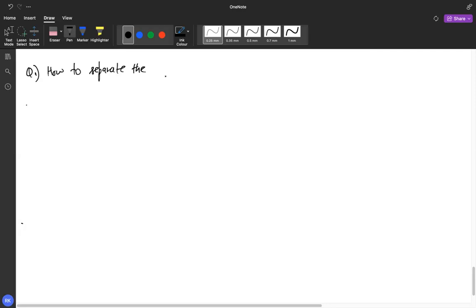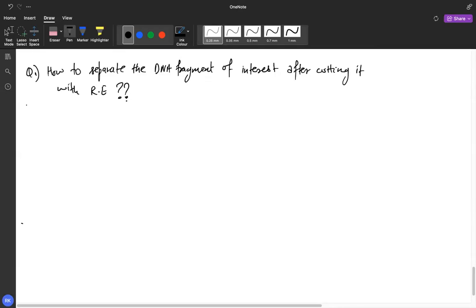How to separate the DNA fragment of interest after cutting it with restriction endonucleases. Any idea? It's a basic problem solving question. What are the ways? Simple.